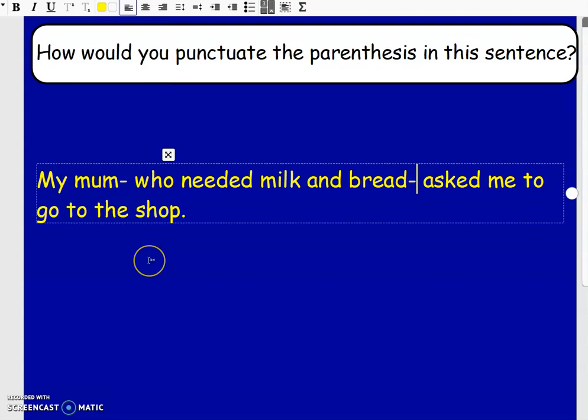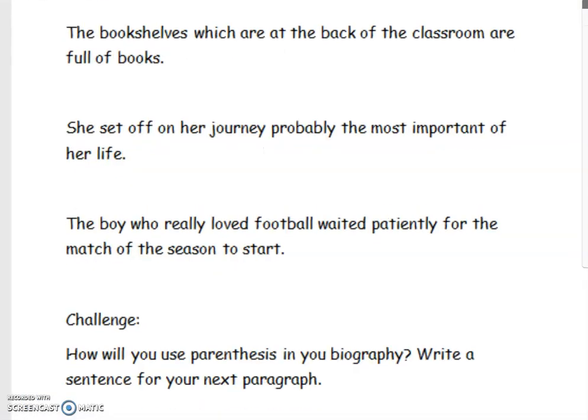So, if we just said, my mom asked me to go to the shop, that would make sense, wouldn't it? I'm sure your moms and dads have probably asked you that before. If we use this here between the dashes, who needed milk and bread, we're adding information and we're finding out more reasons as to why this person's mom has asked them to go to the shop. It's adding that extra information. And as we've said in this biography before, it's really important to add as much information in as possible, and using these parentheses helps us to do that. Okay. Right. Off you go.